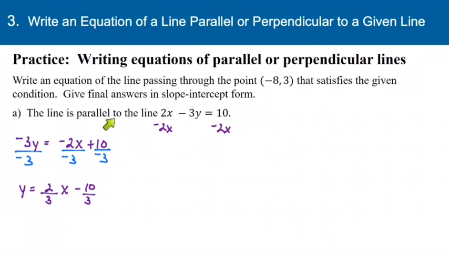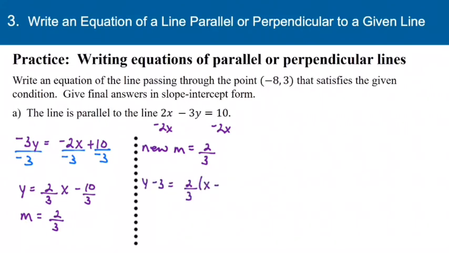We want the new line to be parallel to this line. So if the slope of this line is 2/3, the slope of the new line also needs to be 2/3. And so now we have a slope and a point, and we can use our point slope formula. So y minus the y that we know equals m times x minus the x that we know. Minus negative 8, of course, becomes positive 8.